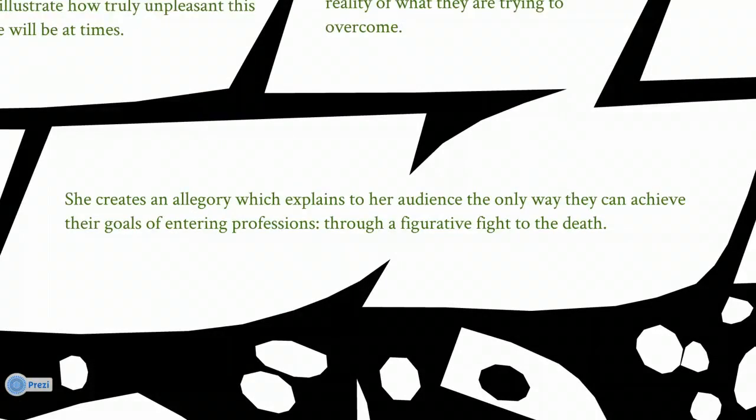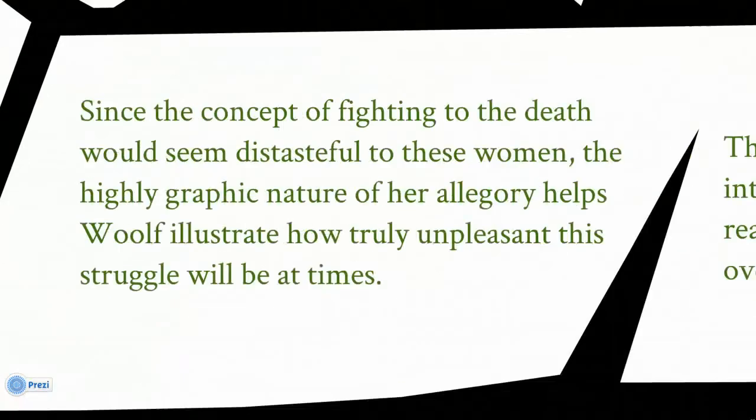This allegory that she creates explains to her audience the only way they can achieve their goals of entering professions. This is the heart, the primary claim of her whole text. She is asserting to her audience that the only way you will get to where I am, or where you want to be, which is in the profession of your own choosing, is through first engaging in a figurative fight to the death with your own angel in the house.